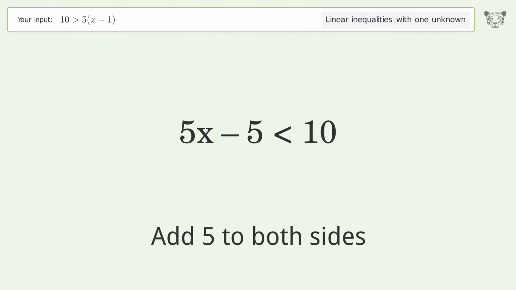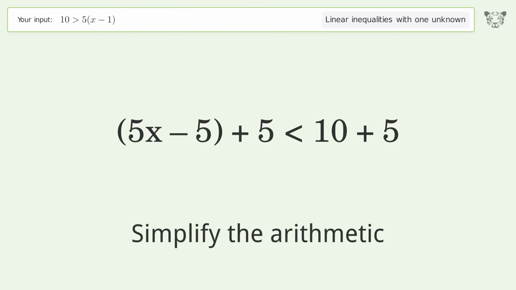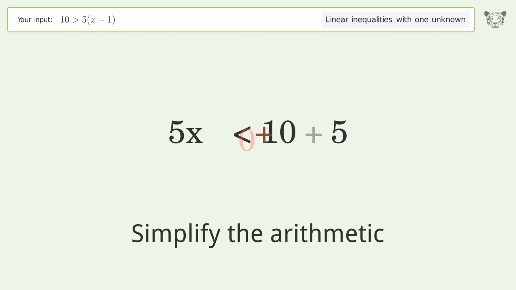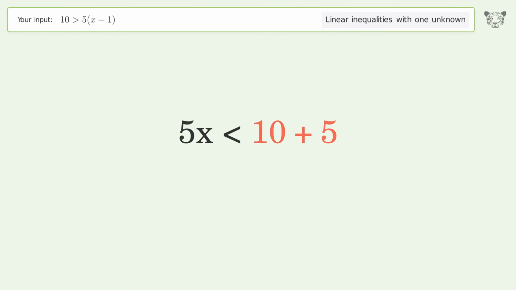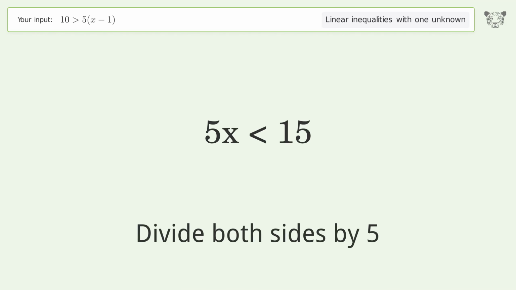Add 5 to both sides. Simplify the arithmetic. Isolate the x. Divide both sides by 5.